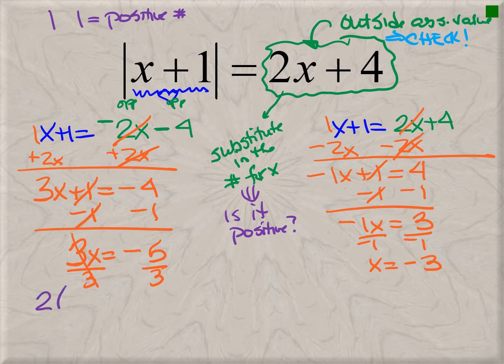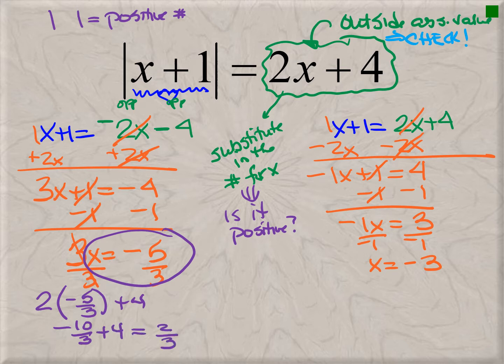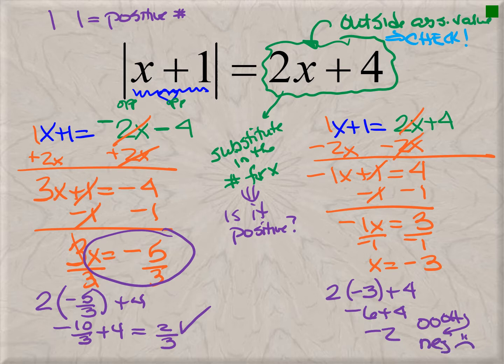So I'm going to go to, instead of x, I'm going to put negative 5/3 because that's what I found out x was here, plus 4. That gives me negative 10/3 plus 4. I would go to my calculator and I would find out it equals 2/3. Because it's positive, that's a good answer. Over here, I'm going to go 2 times negative 3, put in what we found for x, plus 4. Negative 6 plus 4 is negative 2. Ooh, negative will not work. So that means negative 3.